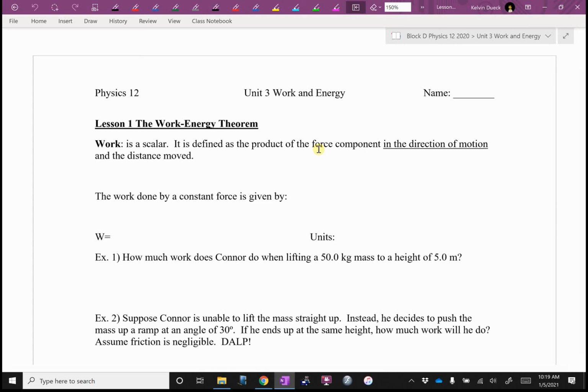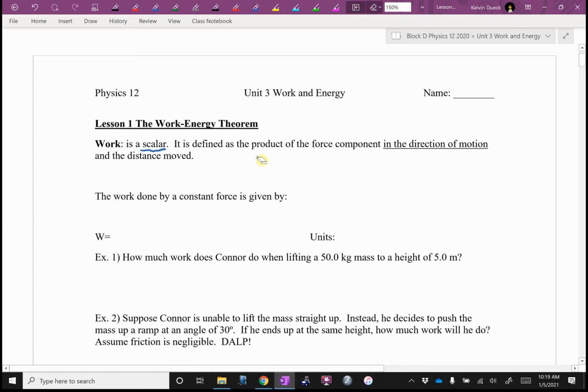We're going to start out with something called the work-energy theorem. This is going to define what work is in physics and how it relates to energy. So work is a scalar. Do me a favor, underline that. That's going to be hugely useful and important. Because it's a scalar, hey, we can just add or subtract stuff without doing tip to tail. It's defined as the product.